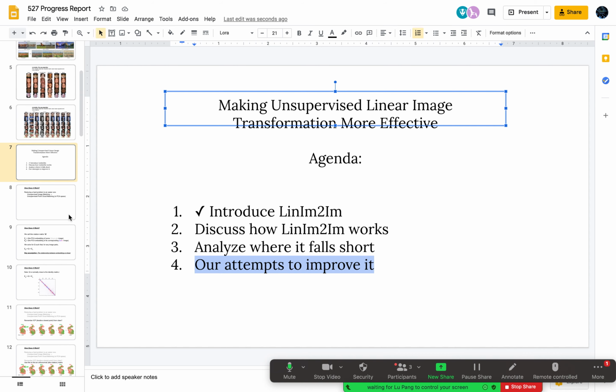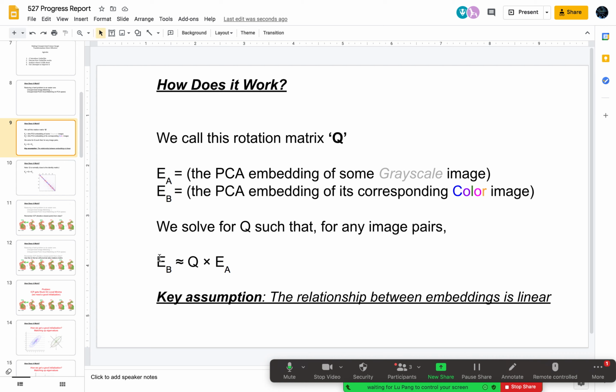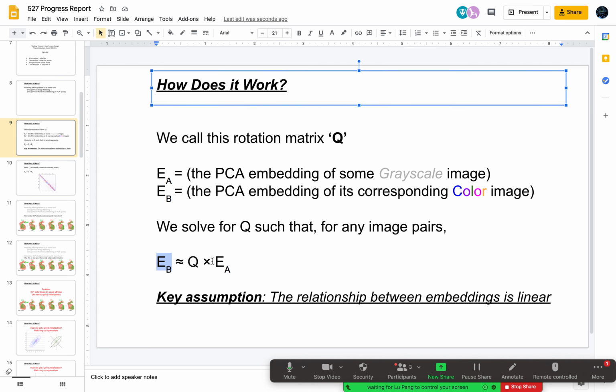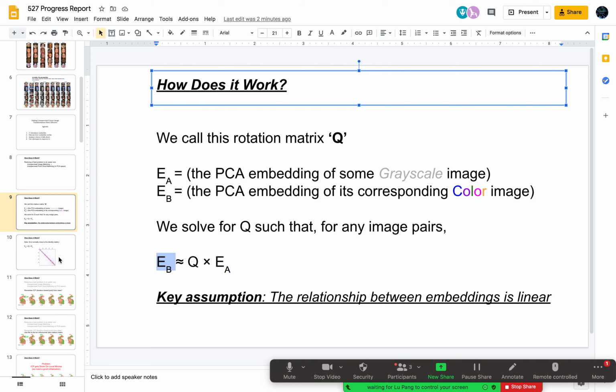Q is a rotation matrix because it's orthonormal, and we approximate the embeddings of image domain B, aka could be color images, with the embeddings of domain A, aka could be grayscale images. And we're talking about the PCA embeddings of each one of these domains. We multiply it by Q, and that gives us the other domain. And then we can unpack those principal components back into regular images again, and that's how we get our results.